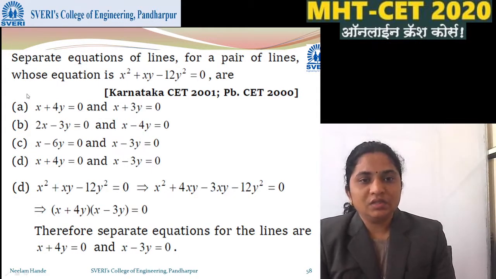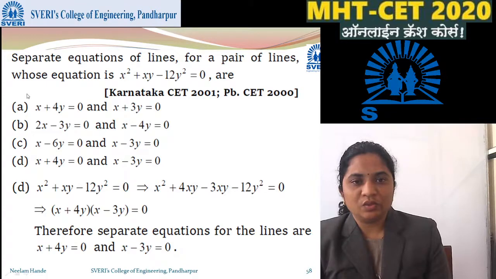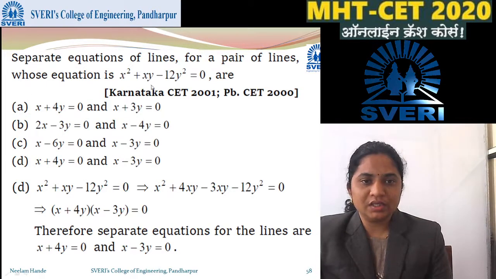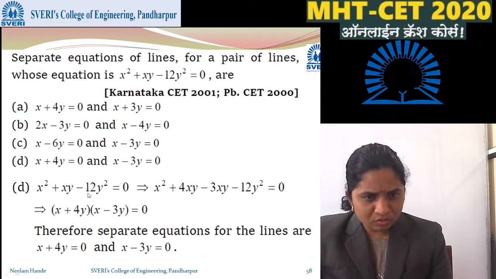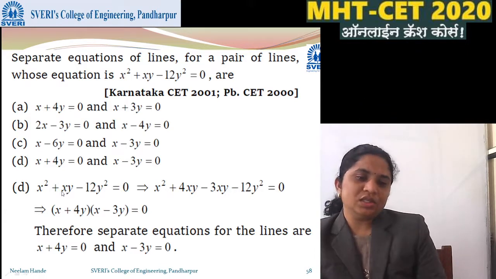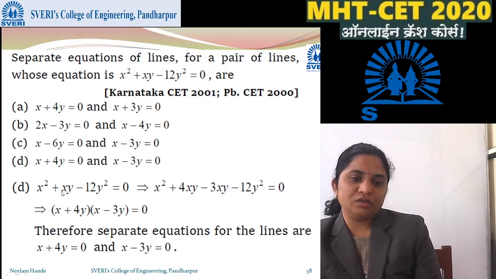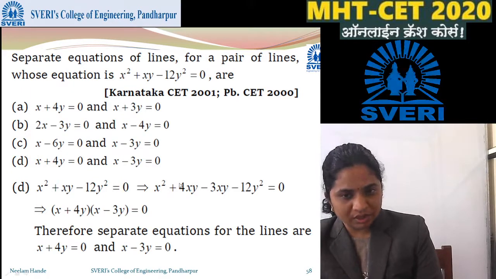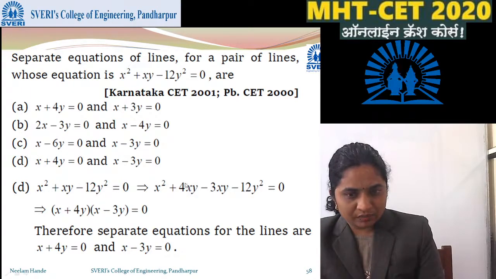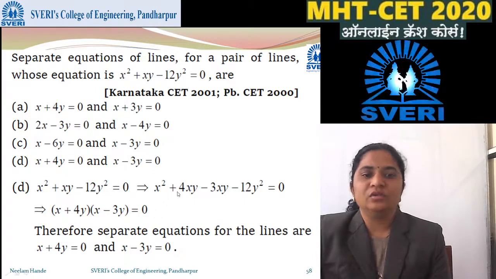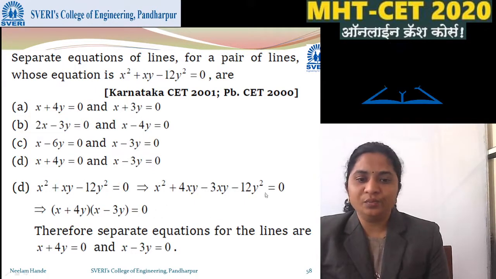Next, separate the equation of lines for a pair of lines whose equation is given. This is a pair of straight lines, we can separate them. So we'll have to check how to factorize minus 12. Minus 12 is 4 into 3, but there is minus, so in between there is plus: the bigger term will have plus and the smaller term will have minus sign. So 4 minus 3 we have separated.